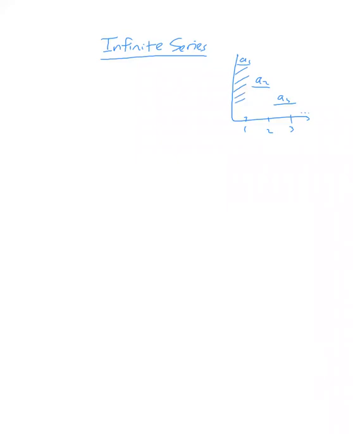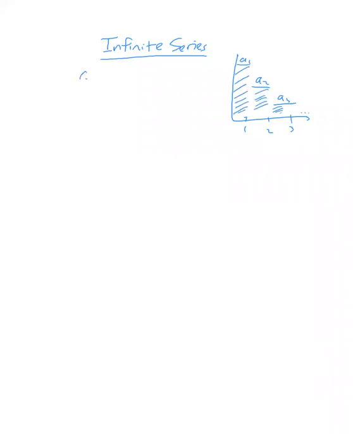Okay, so we're now going to move from sequences to infinite series. If we thought of sequences as functions of n, this is a1, this is a2, this is a3, and so on. This is n equals 1, n equals 2, n equals 3, then what a series represents is like the area under the curve.